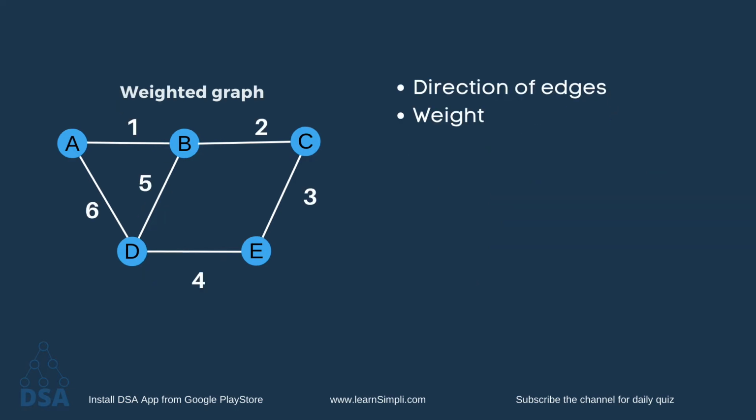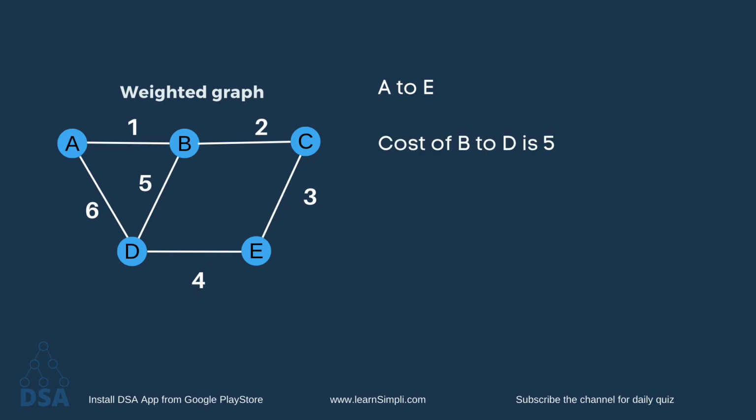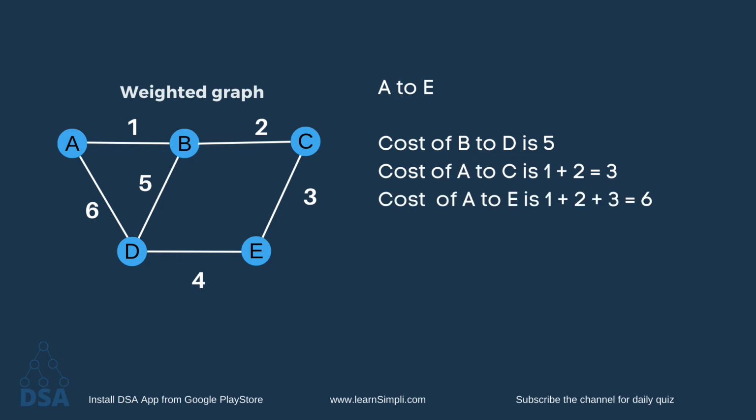Say for example, this is weighted graph. Every edge in this graph having values assigned. And suppose if we want to find the path from A to E, we can have multiple paths here and we can calculate the cost as well. Say for example, here the cost of the path from B to D is 5, as value of its edge is 5. And the value of the path from A to C is 3. Value of edge A to B plus value of edge B to C, that is 1 plus 2 is equal to 3.